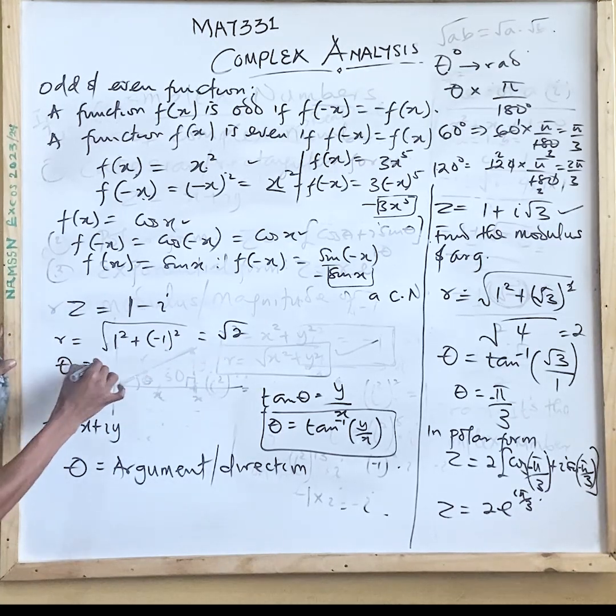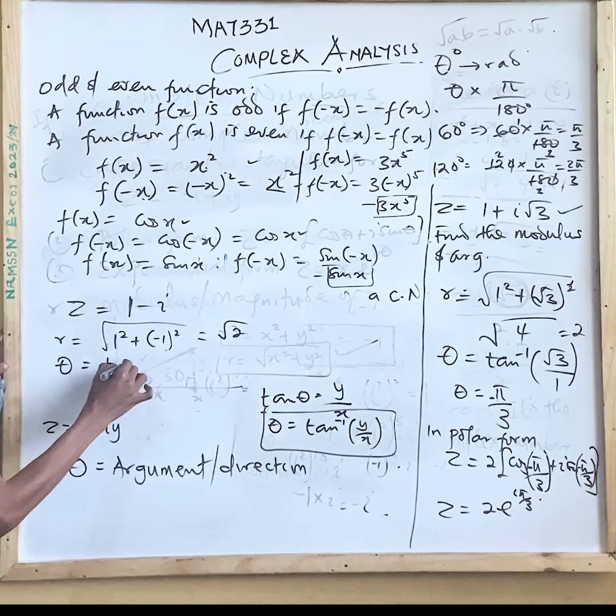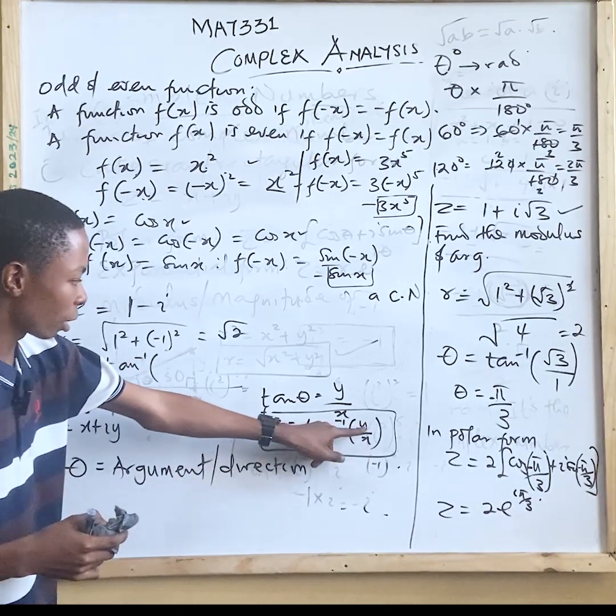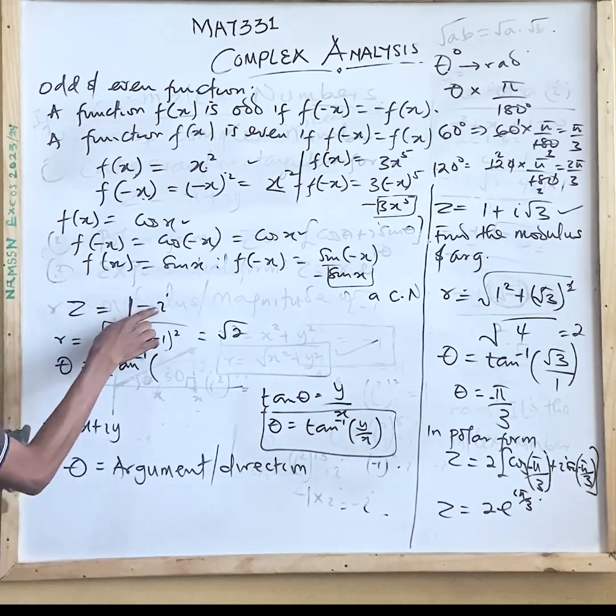And the argument, theta. So theta is tan inverse of y over x, where y is the imaginary part.